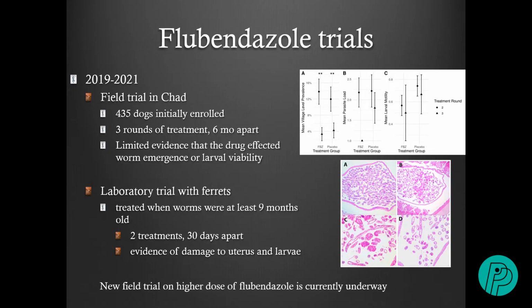So at 9 months, ferrets were given a treatment, and then a month later, they were given another treatment, just 30 days apart between those 2 treatments. And so in that particular study, we found that there was significant damage to the worms, to the worm uterus, and to the development of the larvae, to the point where any larvae that were actually present were incapable of infecting copepods. So that gave us great hope that there is some effect of flubendazole, at least on the development of larval stages within infected hosts.